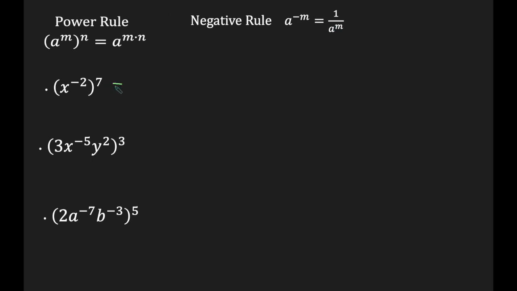So here I have my power rule again. I have x raised to the negative 2 and all of that raised to the 7th power. And the rule states you keep your base and you multiply your exponents. So I'm going to take negative 2 and times it by 7, and I get x to the negative 14. But we don't want negative exponents, so we have to write that in the positive form. So that would be 1 over x, and now my exponent becomes a positive 14.